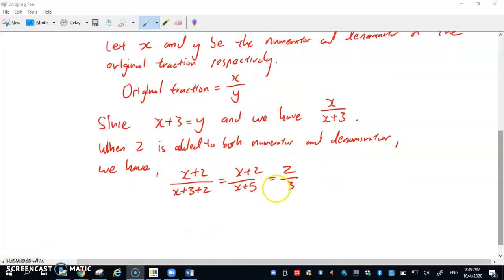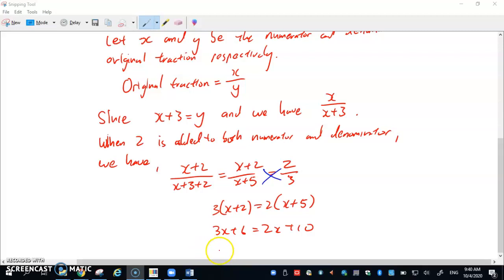Okay, so right now we will do cross multiplication. And what we get is 3 times x plus 2 equals 2 times x plus 5. Okay, and we do algebraic expansion. We have 3x plus 6 equals 2x plus 10. Now we have 3x minus 2x equals 10 minus 6. And this will imply that x equals 4.